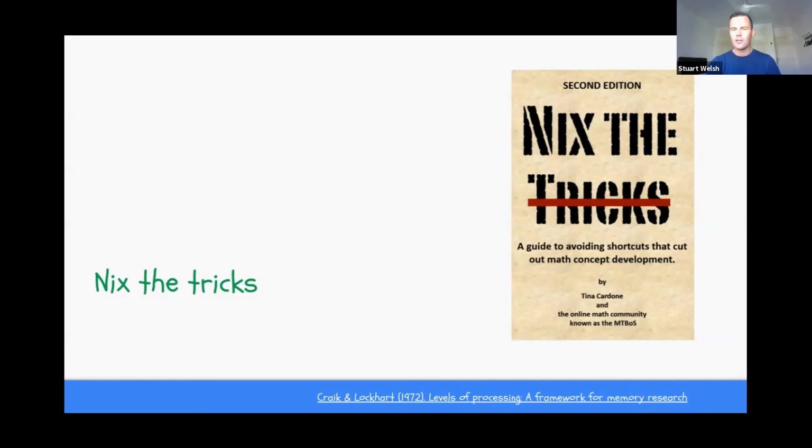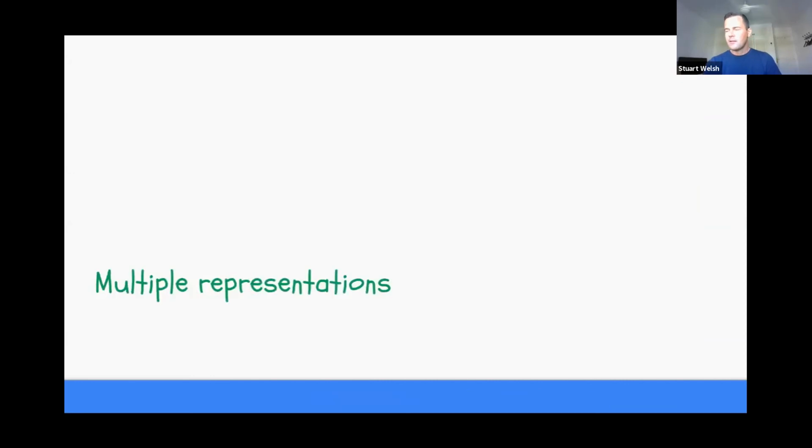Some of Craik and Lockhart's work, which is again worth reading, from the 70s, tells us that with deeper processing and a chance to make meaning, we can lead students to improved retention and deeper understanding. Manipulatives such as Cuisenaire rods, Numicon, algebra tiles, all of that stuff helps to build understanding, and pictorial representations like bar models and area models really help too.